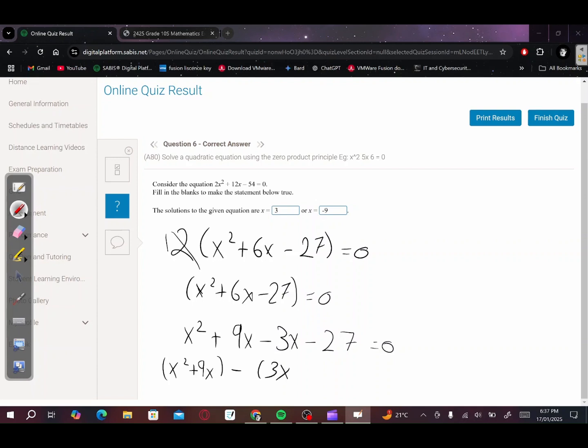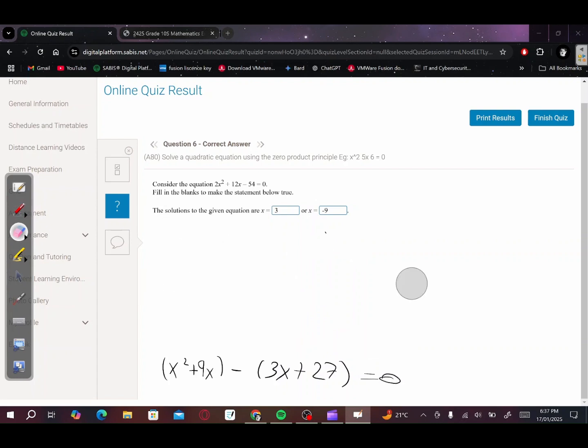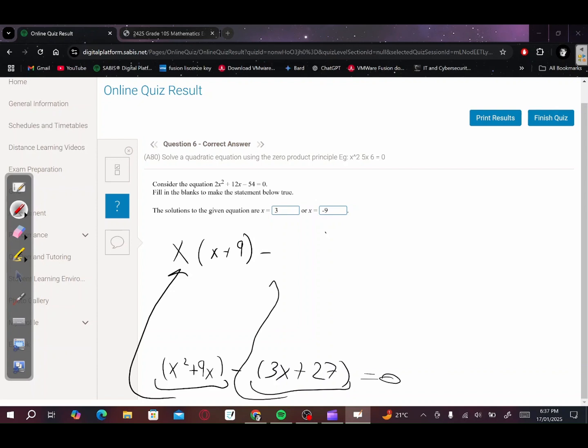Minus 3x minus 27 equals 0. We're just going to erase the top because I have no more space to work. Right, so this is where we are. Now we're going to take out the common factors in each of them. x is the common factor across the first part here: x(x plus 9), minus, here the common factor is 3, so minus 3(x plus 9).